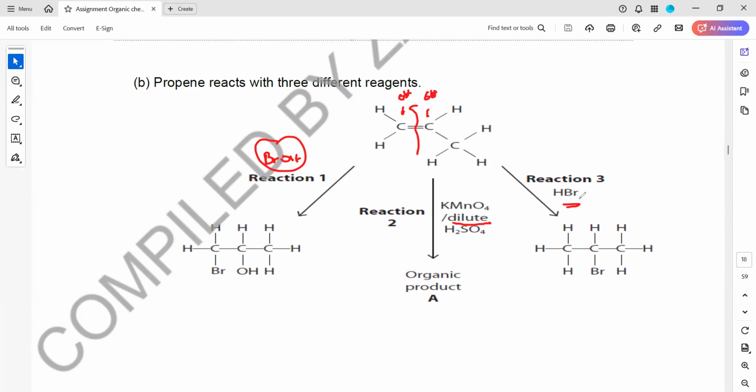And here it is reacting with HBr. It is an addition reaction, electrophilic addition. This is electrophilic addition. This is electrophilic addition. So the type is electrophilic and the mechanism is addition.